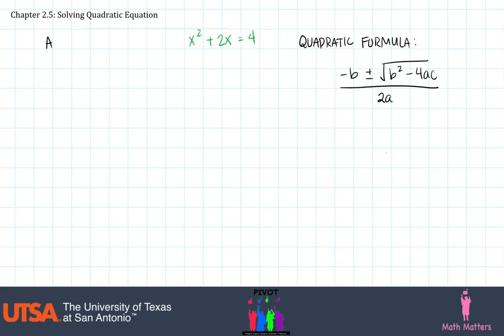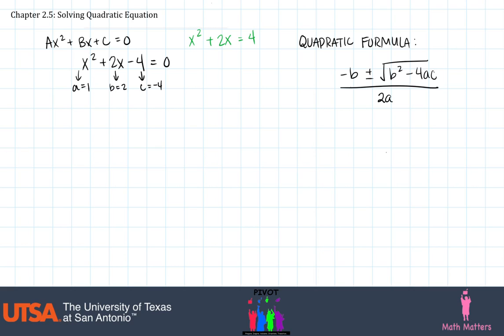So we have this ax squared plus bx plus c equals 0. We always want it in this form before we try to solve the quadratic equation. So we already have x squared on one side and 2x on the same side. We just want to move that constant over. So we have x squared plus 2x minus 4 equals 0. So now it looks just like the standard form that we want. Now, from here, we have a equals 1, b equals 2, and c equals negative 4.